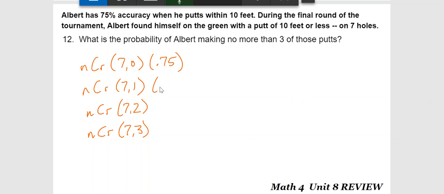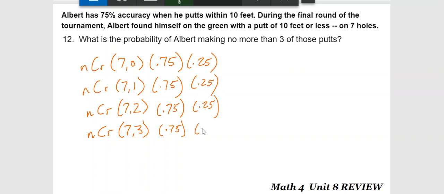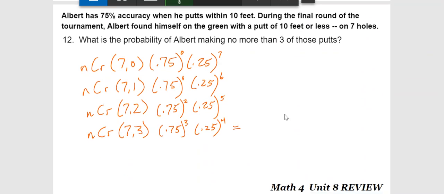75% accurate, 25% chance that he'll miss. And then we put the 0 there, the 1 there, and you can see the pattern going down. 7 minus 0, 7 minus 1, and you can see that pattern going down. That's right, the last one we didn't have to fill out because it was 0.0577.